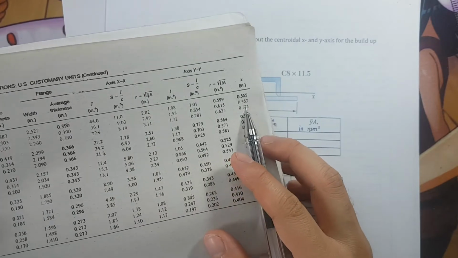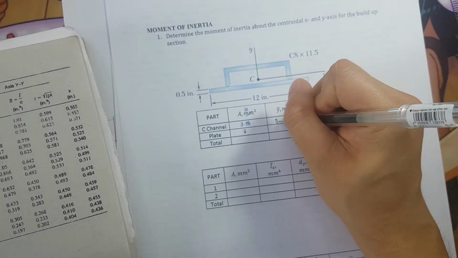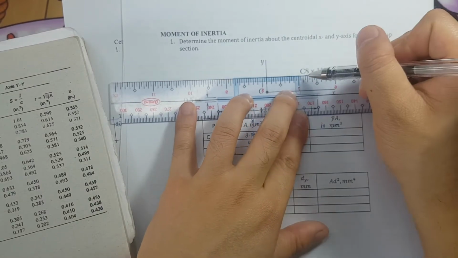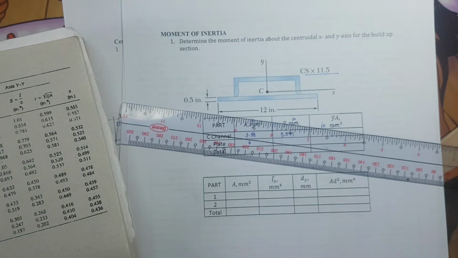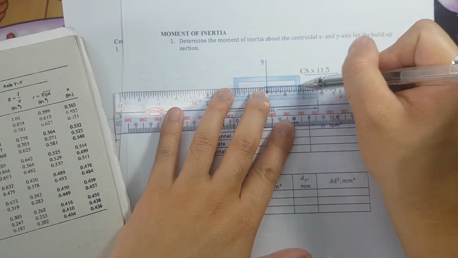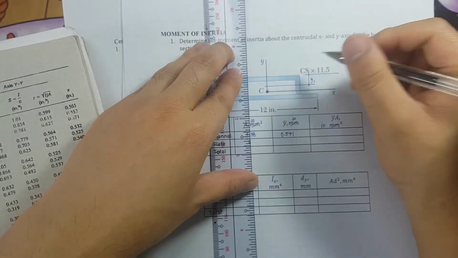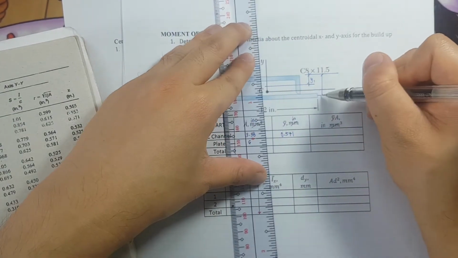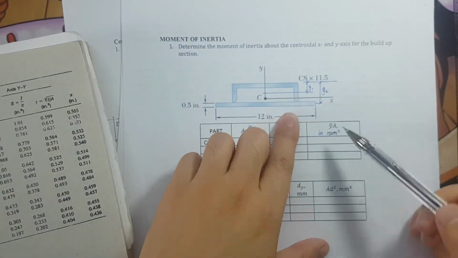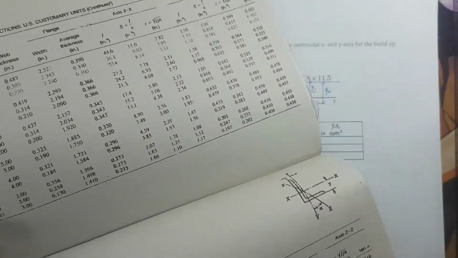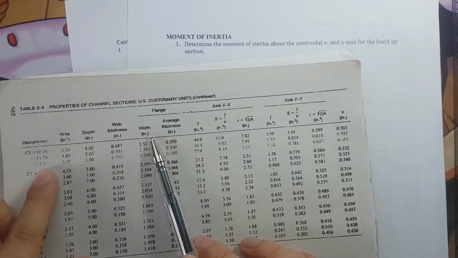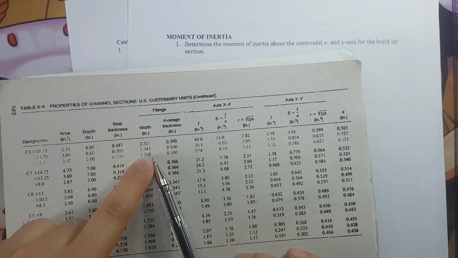Therefore, the value that I'm going to use for my y-bar is the value of x, which is 0.571. By the way, my point of reference here is at the top. So the centroid of the channel is y1. Next, for y2, the center of the plate to the top of the channel, y2 is equivalent to the flange. What is the width of the flange from my C? The flange width is equivalent to 2.26.